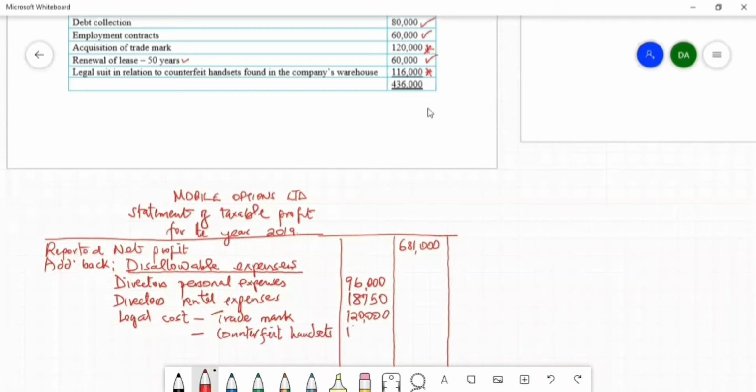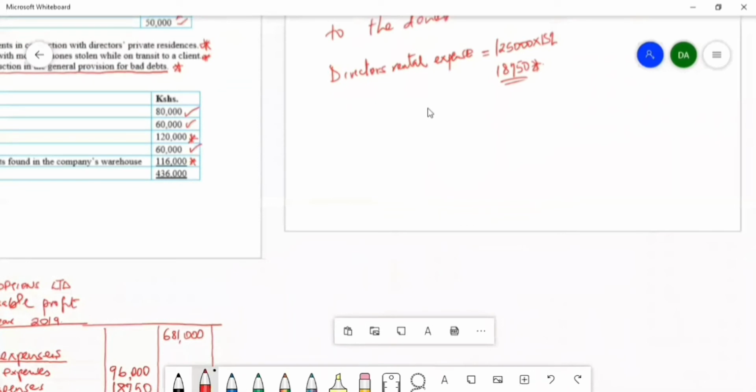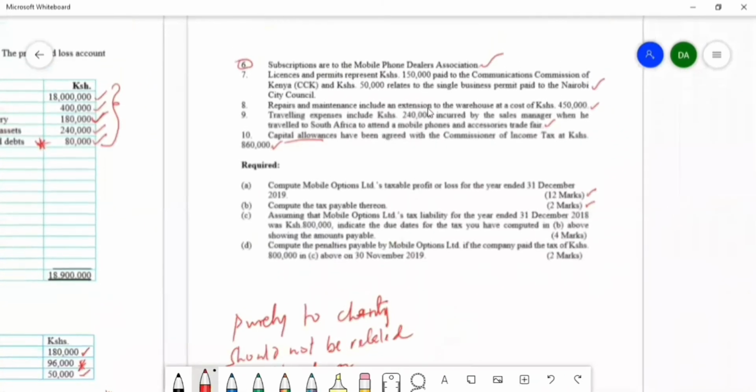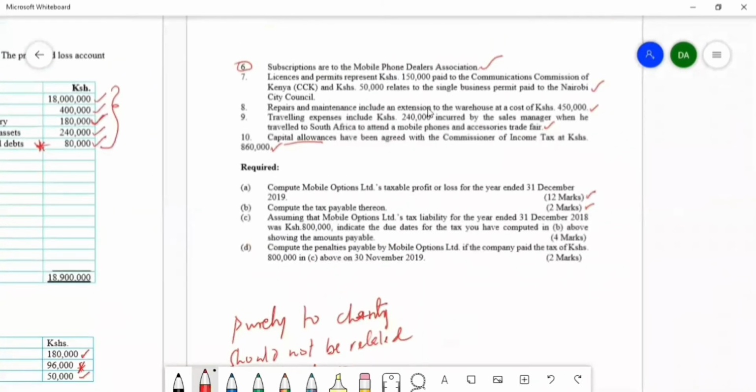That is equal to 116,000. After that, let us check this other end. On this other end, we have subscriptions are allowable, licenses are allowable. This extension is not an allowable expense, so we need to add it back, which is included in the repairs and maintenance.